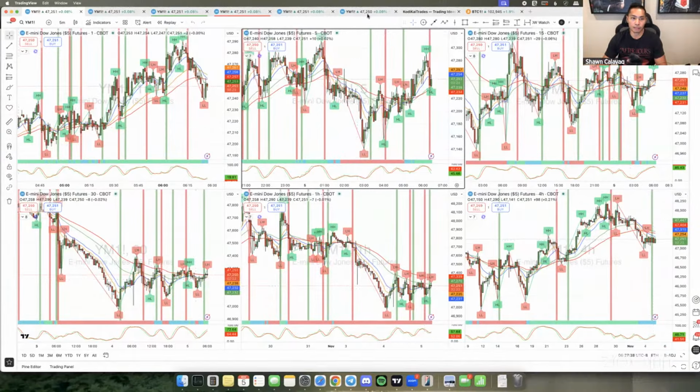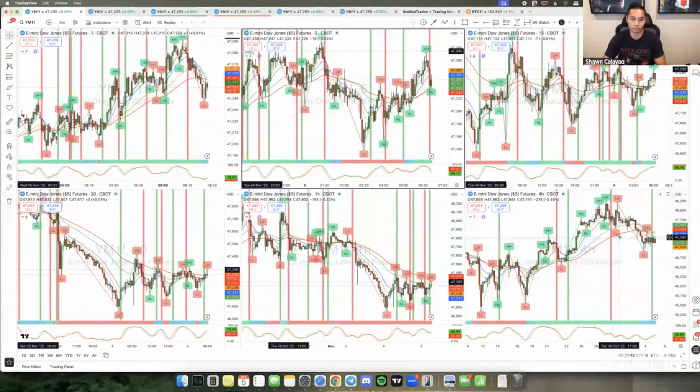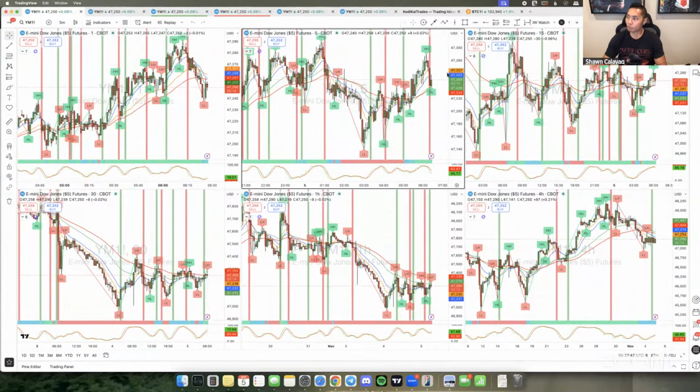Looking over here on the higher time frames, 30-minute price is in between the pivots, 1 hour price is below the pivots, and the 4 hour price is in between the pivots. So on the higher time frames, it's more on the neutral side, but on the lower time frames, it's more on a bullish neutral. So it's neutral overall, but somewhat bullish, a little bit mixed.